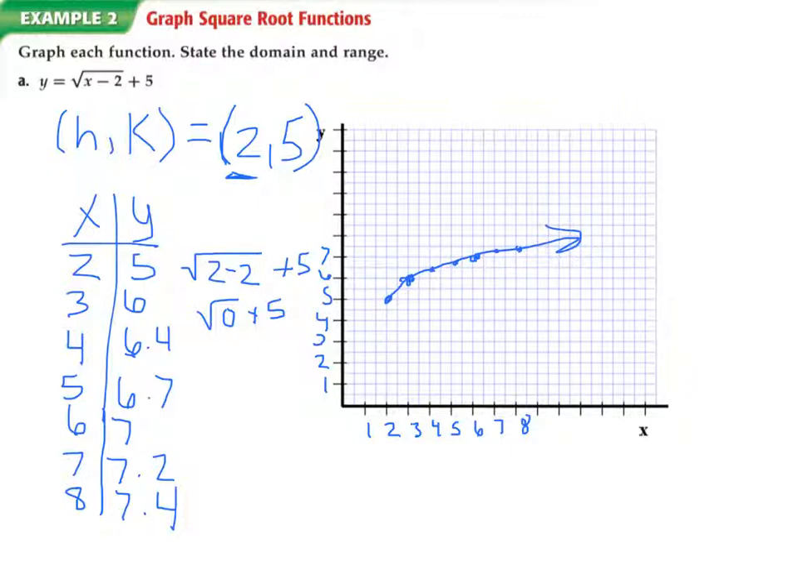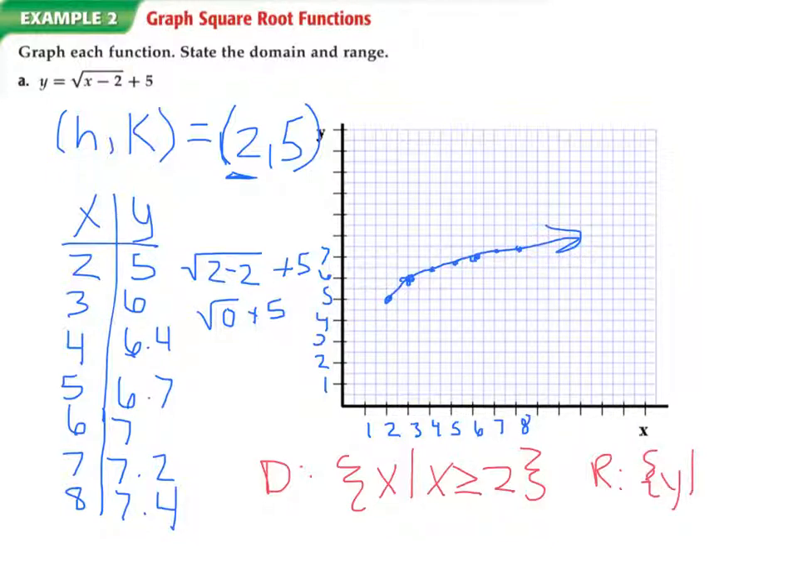And we notice that as x increases, y increases. So then when we go to state the domain and range, we can say given x is greater than or equal to 2 because those values are increasing only. And then when we're talking about the range, we can say given y is greater than or equal to 5.